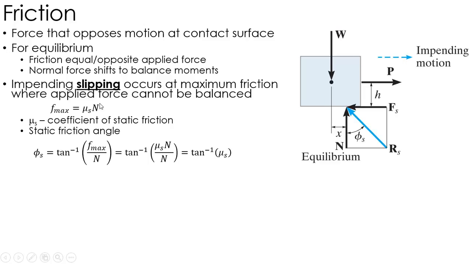So this is the maximum friction force. This is the force that friction is able to hold. It's not necessarily what friction is. Friction is, if it's in equilibrium, balancing that force P until I reach this maximum friction force and slipping occurs.